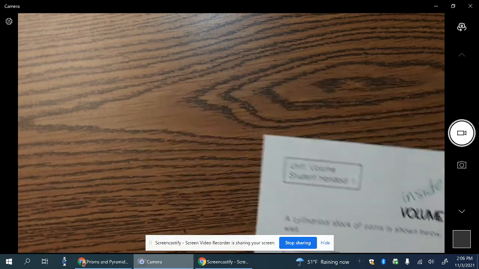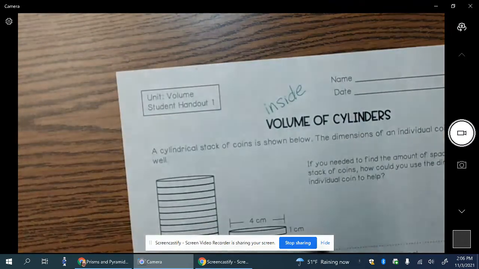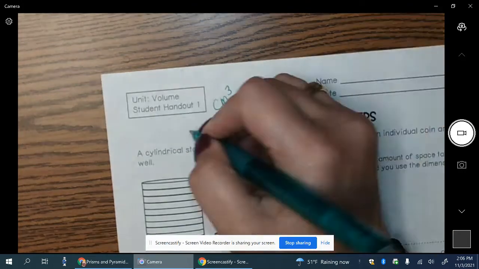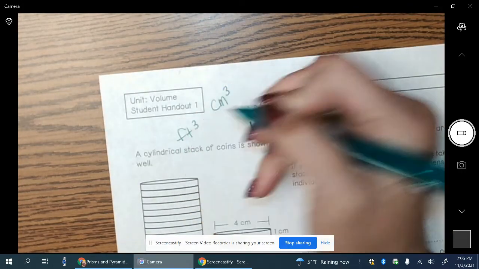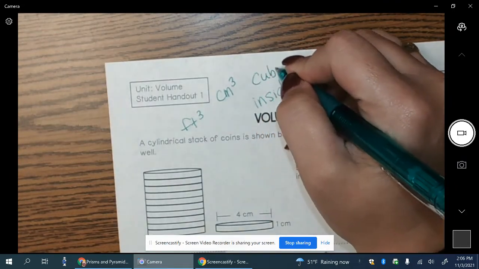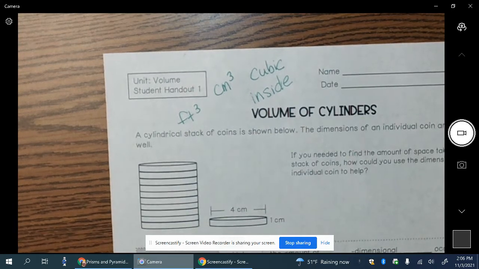Okay, when we're doing area, our units are squared. When we're doing volume, it is cubed. Centimeters cubed. Feet cubed. Inches cubed. It's called cubic. Okay, cubic means 3. Cubic number of units that fit inside.